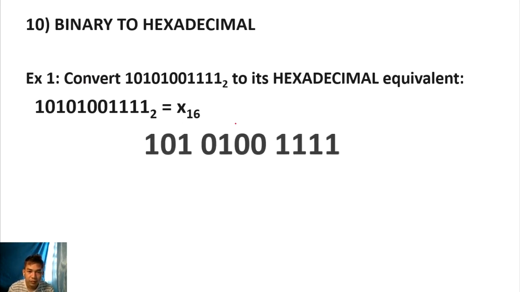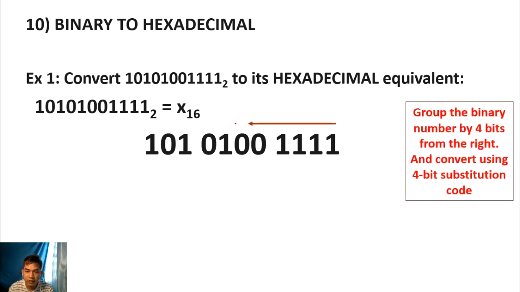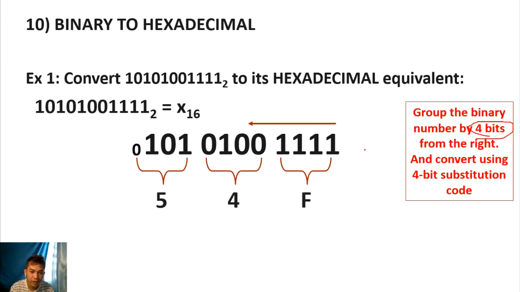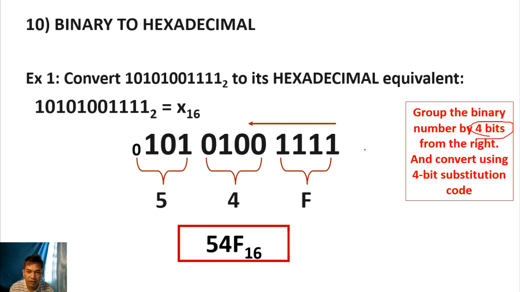So what we're going to do here is group the binary number by 4 bits from the right. So if earlier it was 3 bits, now it's 4 bits, before we convert it using the 4-bit substitution code. So this is one group, another group, and another group. If there are missing digits, meaning it's short, just add 0. So that would be 54F. Then we just merge that, so that will be our final result.